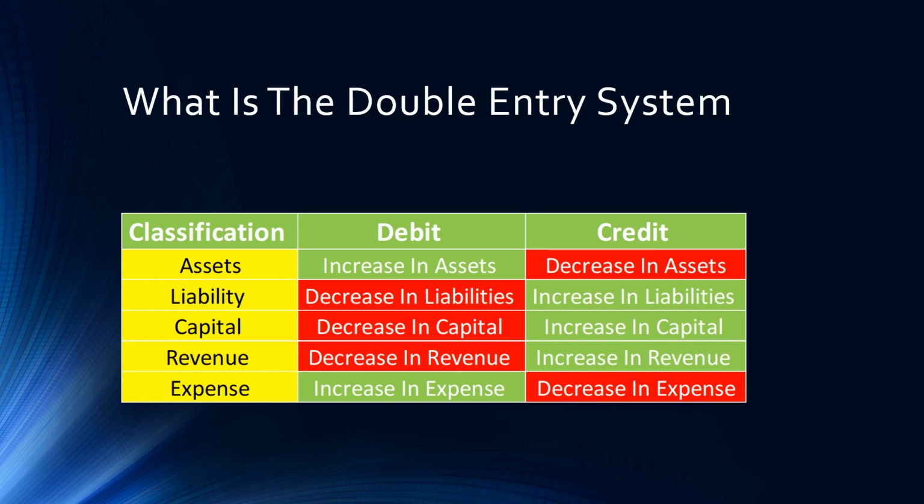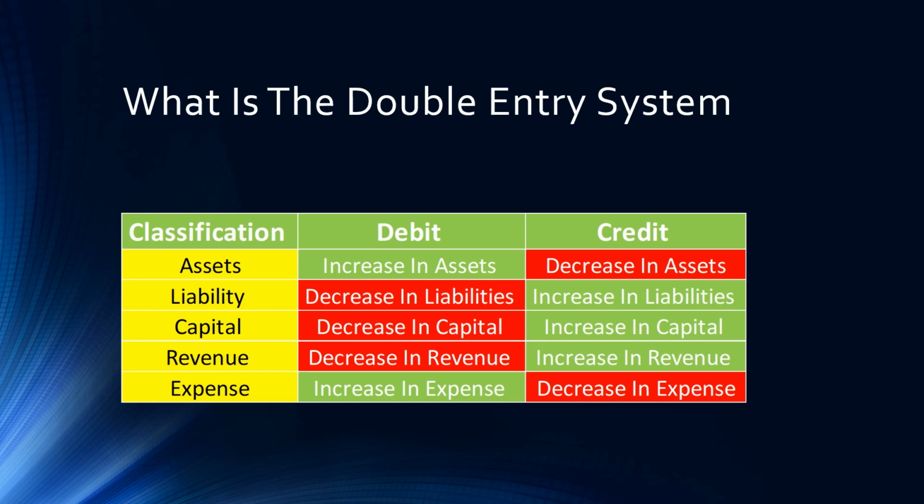Similarly, it's the same thing for capital. Any increase in capital is recorded on the credit side, and any decrease is recorded on the debit side. That's because the capital is like a liability of the owner to the business. So because the business owes money back to the sole proprietor or the partner, right? And when you talk about revenue, an increase in revenue is credited, a decrease in revenue is debited.